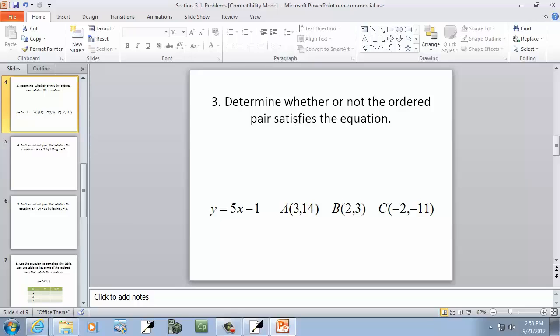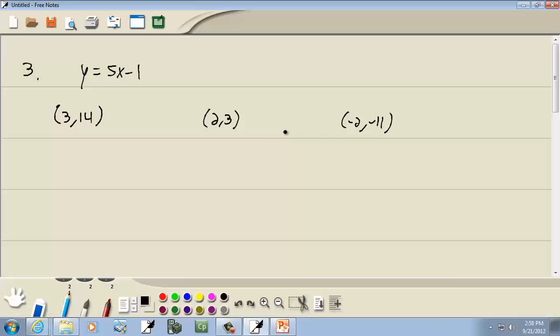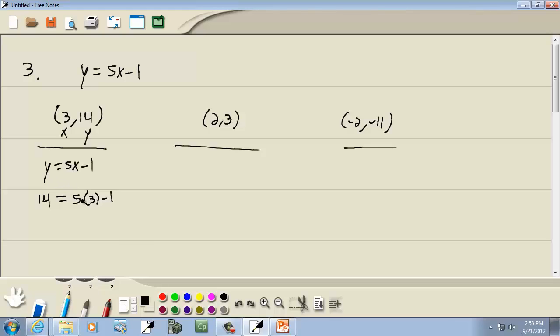Determine whether or not the ordered pair satisfies the equation. Ordered pair means point. What they're wanting you to do is they give you this point, this is your x, and this is your y. They want you to plug that into your equation. So we're going to plug those into y is equal to 5x minus 1. Well, we said y is 14 equals 5 times x, and x is 3, minus 1. Now at this point, this is a question mark. We don't know if they're equal.